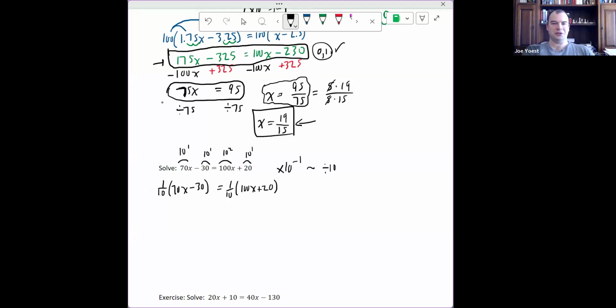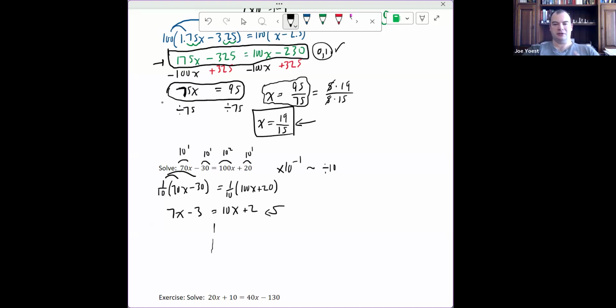I mean, this seems almost like a bad idea because I just put a fraction in. Why did I do that? Well, because now when I simplify, 1/10 times 70x is 7x minus 3 equals 10x plus 2. These are much nicer numbers to deal with. I noticed that there was a factor of 10 in every one of my terms across the entire equation. Dividing by 10 gave me numbers of a more manageable size, and from here I could go ahead and get my solution pretty quickly, right?